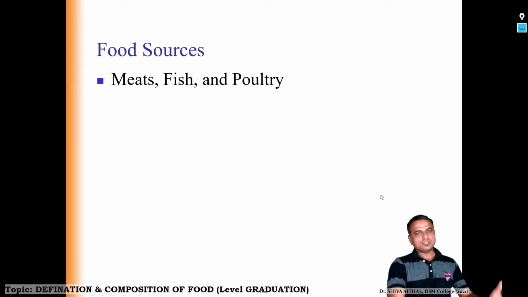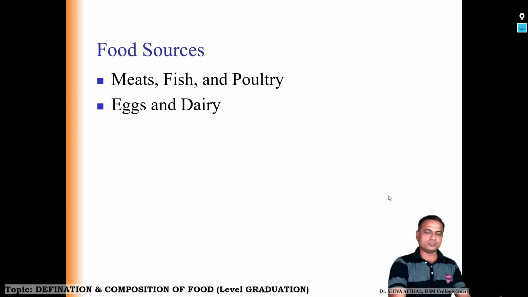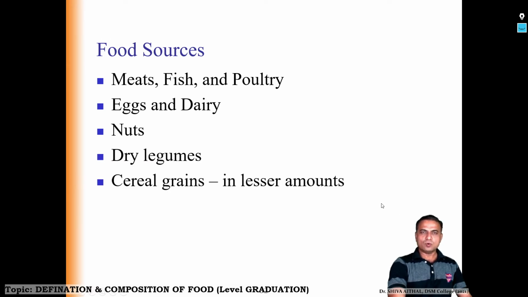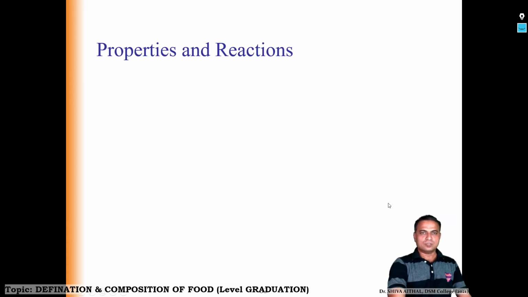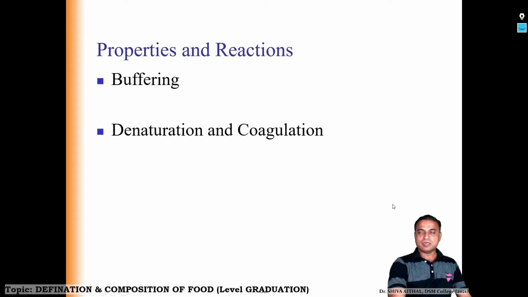Various food sources contain these compositions. What are the sources of food? Where will you find a food which is full of all these nutrients? Meat, fish, poultry. We have two kinds of resources: feedstock and livestock. Livestock is animal resources, feedstock is the agricultural resources. All this chemical composition of the food can be derived from these sources. So meat, fish and poultry, eggs and dairy, various types of nuts, legumes, and cereal grains in small amounts are good sources.